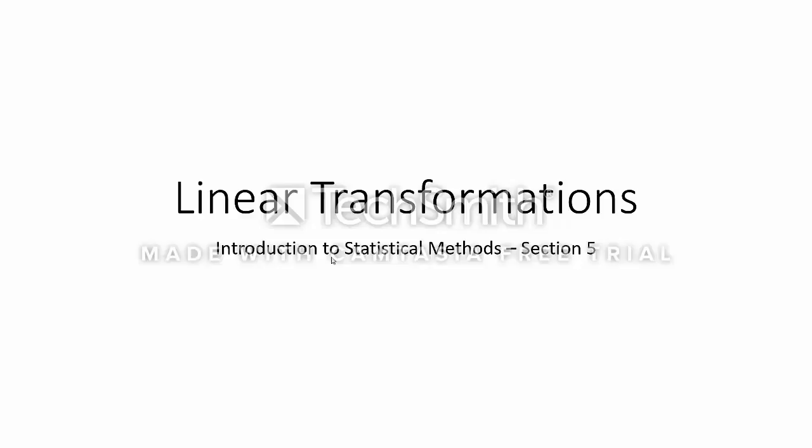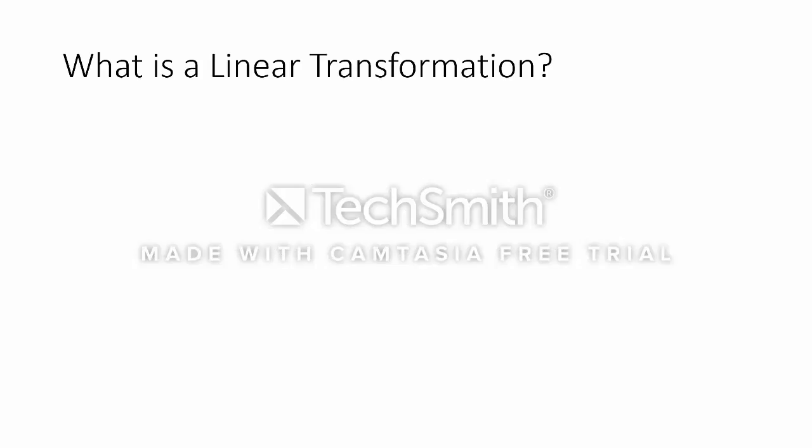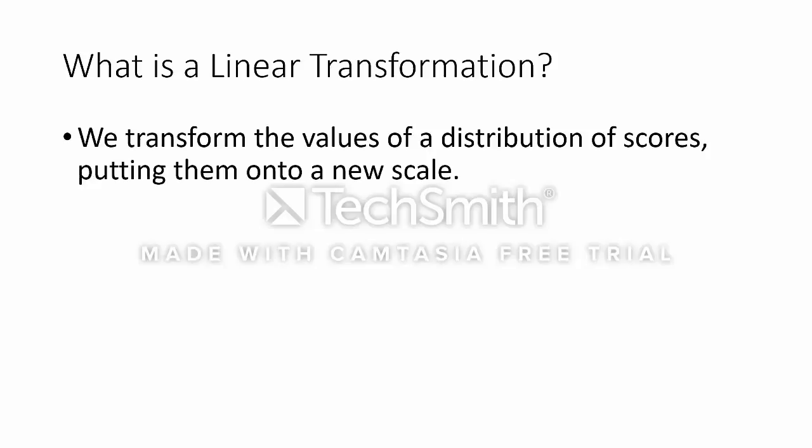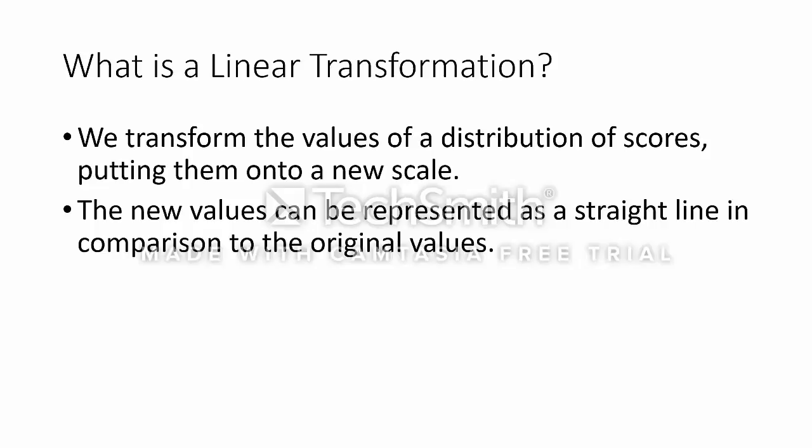Welcome back, statistics students. Now that we have learned about indices of central tendency and variability, we will now cover how to change the scales of our score distributions via linear transformations. So what is a linear transformation? Simply put, it means we will transform all of the scores on our current scale of measurement and put them onto a new scale. The term linear transformation means that if we were to represent the scores as a graph, the new values would be represented as a straight line.